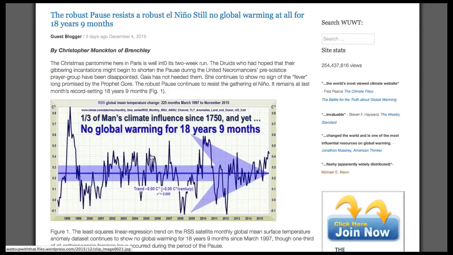more about it. But number one, the start point of the pause is not arbitrary, it is calculated. And number two, it is calculated from the RSS, the satellite global mean temperature change. It's a least squares linear regression trend on the RSS satellite monthly global mean surface temperature anomaly dataset. And it shows that now, as of December, 18 years and 9 months of no global warming.